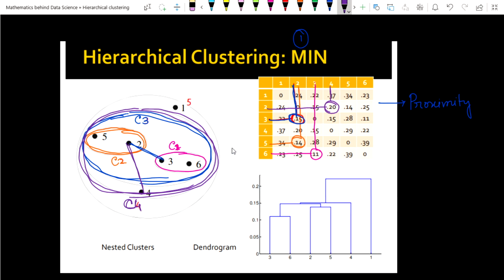Now after that, which one is the smallest? After 0.20, I think it is 0.22. See, 4 and 6 is the smallest one. The same points we have already taken, so don't be confused. Next, we again check for the smallest one.